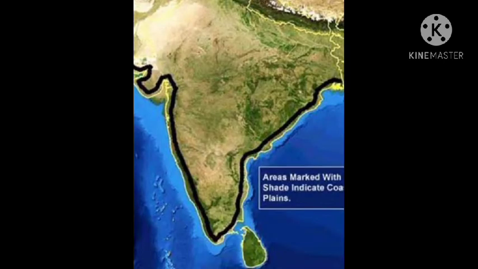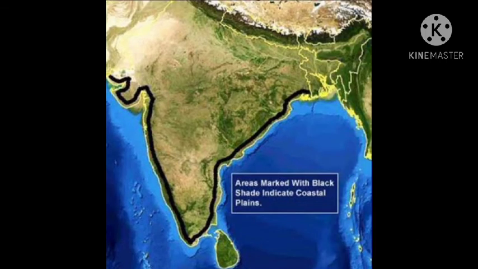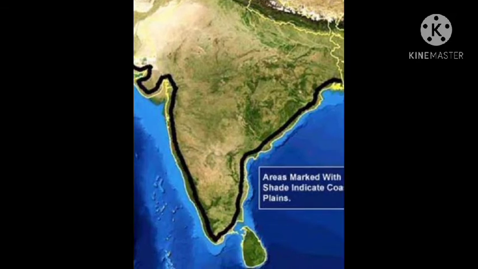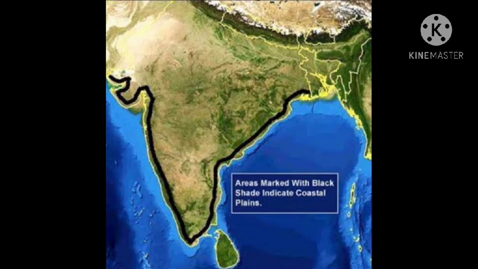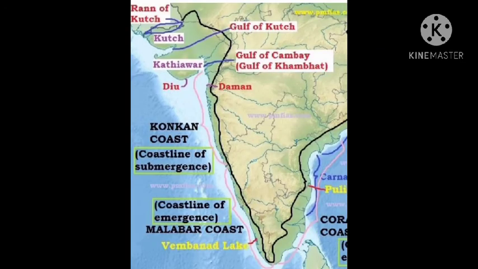Coastal plains of India lie on both the sides of the peninsular plateau, along the western and eastern coasts of India. They extend about 6,150 kilometers from the Rann of Kutch in the west, that is in Gujarat, till West Bengal in the east. So these coastal plains are divided into the western coastal plains and the eastern coastal plains.